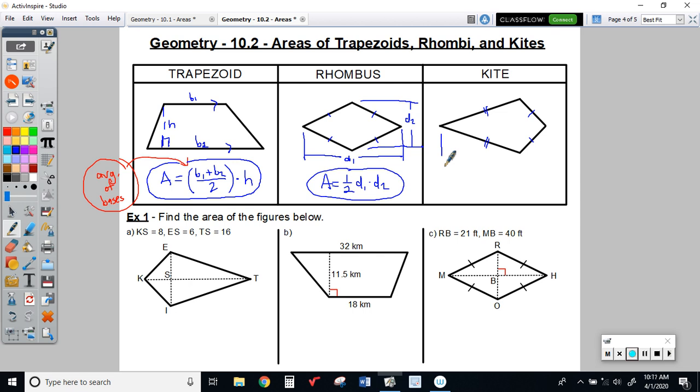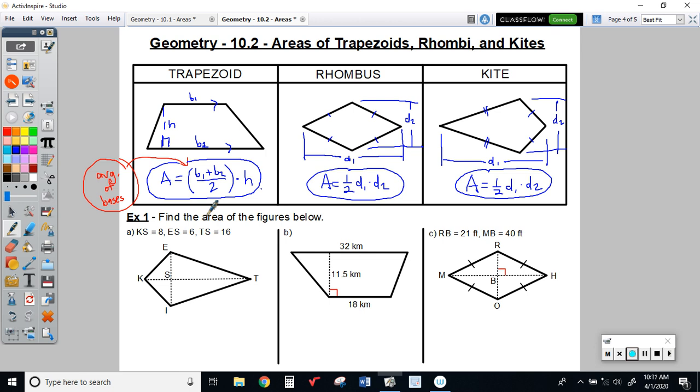And the same thing works for kites. So from here to here, I'll call that D1. And from here to here, I'll call that D2. And same formula. So 1/2 D1 times D2. If you wanted to write D1 times D2 over 2, that works just as well.